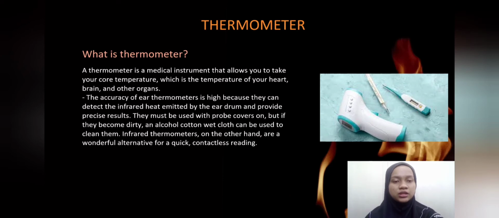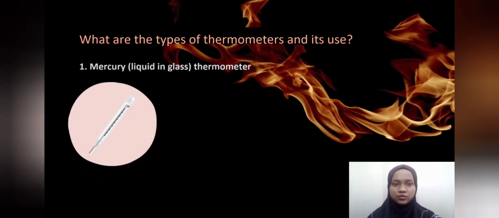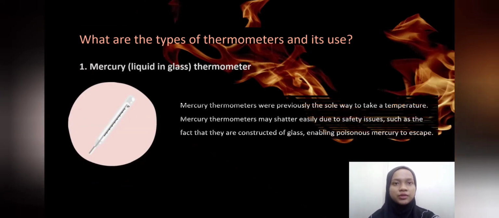Infrared thermometers, on the other hand, are a wonderful alternative for a quick and contactless reading. Number 2. What are the types of thermometers and their uses? Firstly is the mercury or liquid in glass thermometer. Mercury thermometers were previously the sole way to take a temperature.